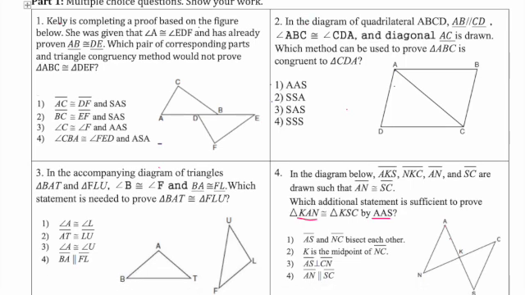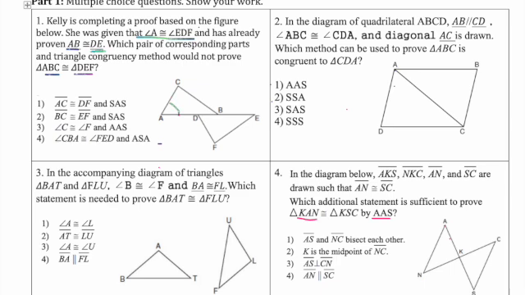So let's get started. Question 1, Kelly is completing a proof based on the figure below. She was given that angle A is congruent to angle EDF and has already proven line AB is congruent to line segment DE. Which pair of corresponding parts and triangle congruency method would not prove triangle ABC is congruent to DEF? So let's mark off what we have.